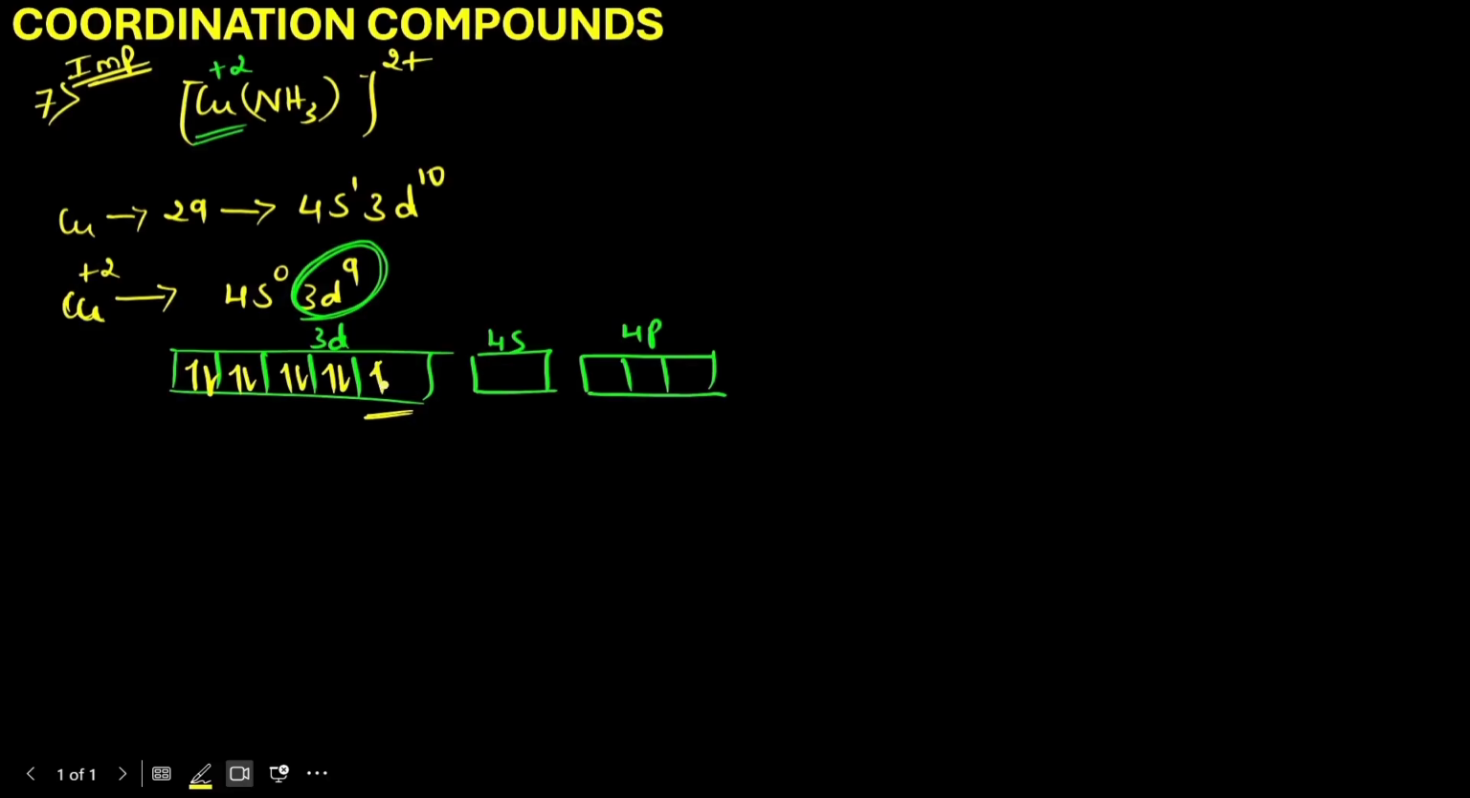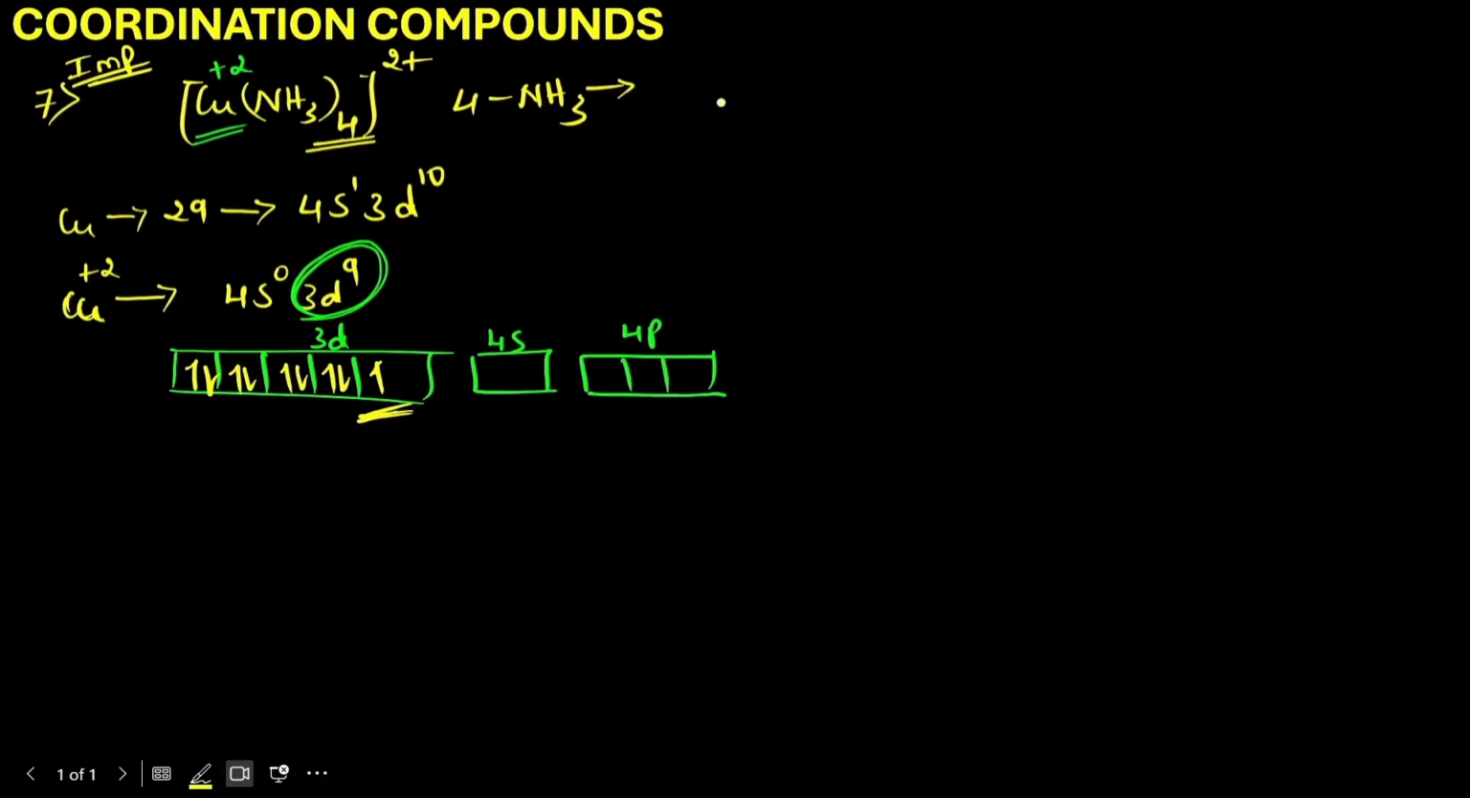So if there are two unpaired electrons, they undergo pairing. But here we have only one unpaired electron. What happens in this case? It is NH3 4 times. Okay, 4 NH3 ligands are there. So here pairing is not possible because we have only one unpaired electron.